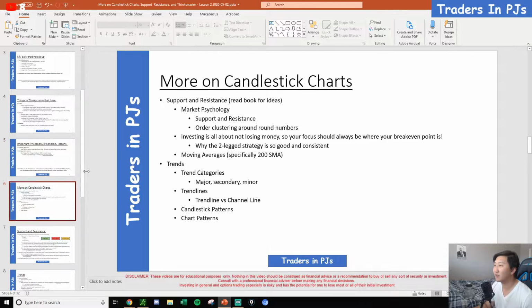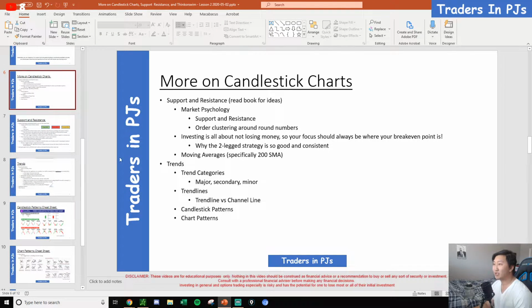Okay, let's go on the meat of today's lesson. More on candlestick charts. What are we going to touch on? We're going to touch on support and resistance. I read the technical analysis book for ideas. It is an amazing book. If you want to be really good at technical analysis, I highly recommend you go buy it.